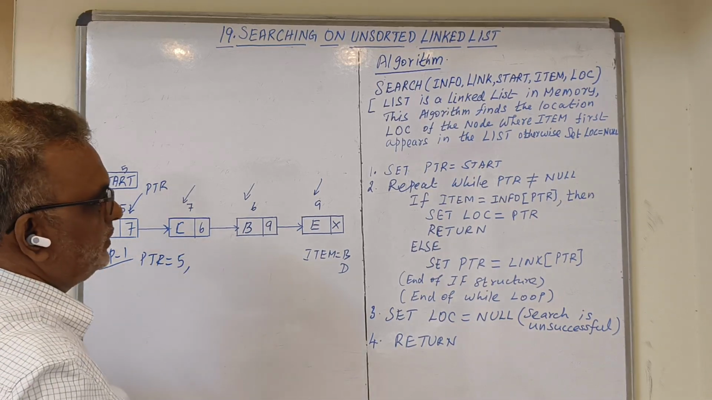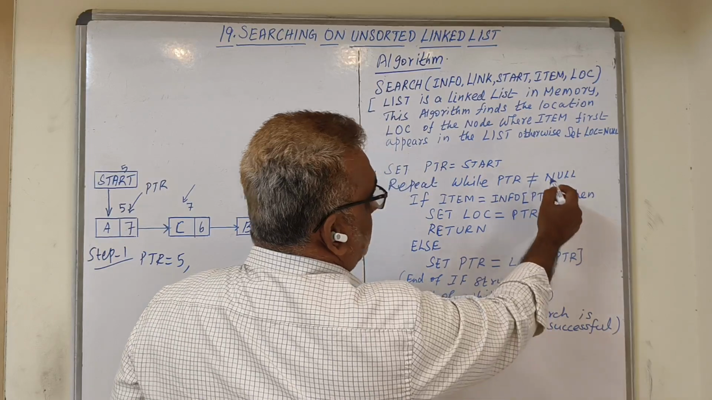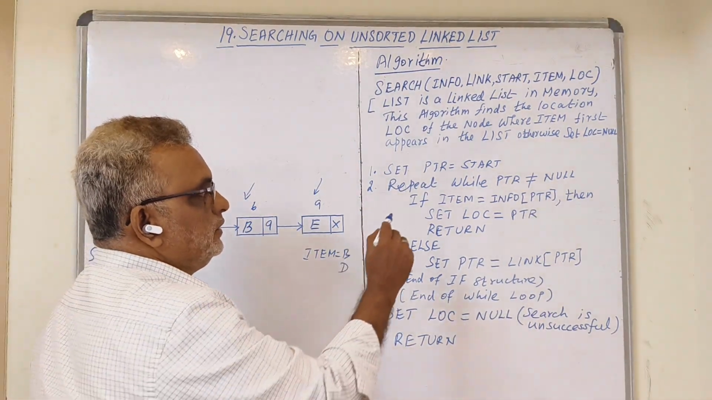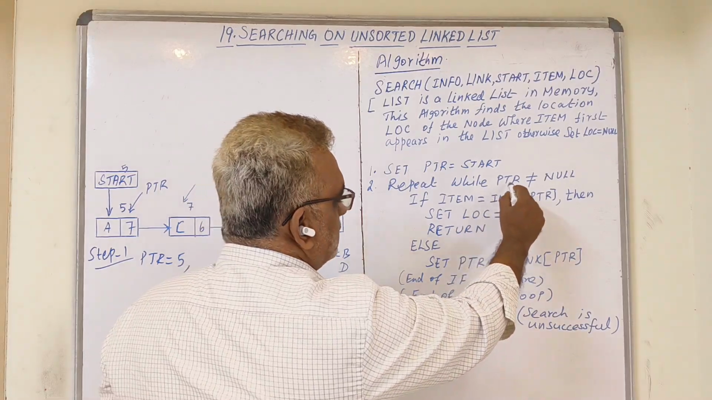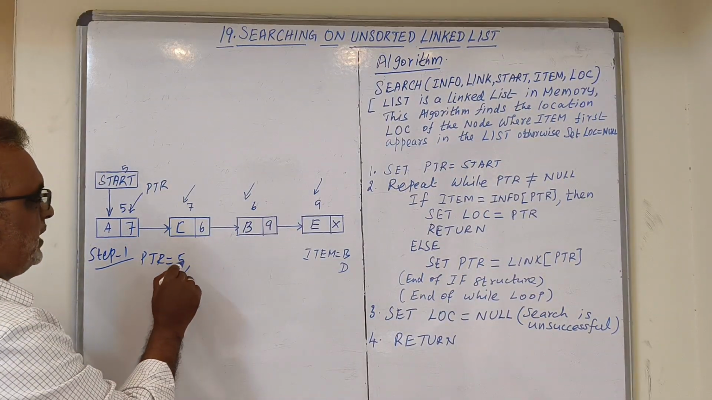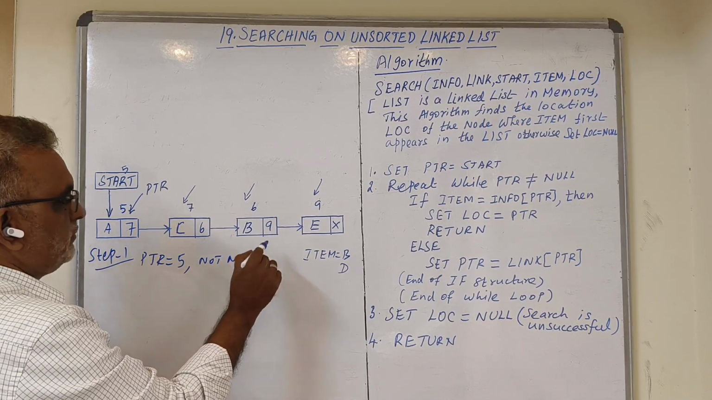Let us consider step 5. Repeat while PTR is not equal to null. We have to repeat the procedure, performing all the operations below this. So check that the PTR value is not null. Now we have to proceed.